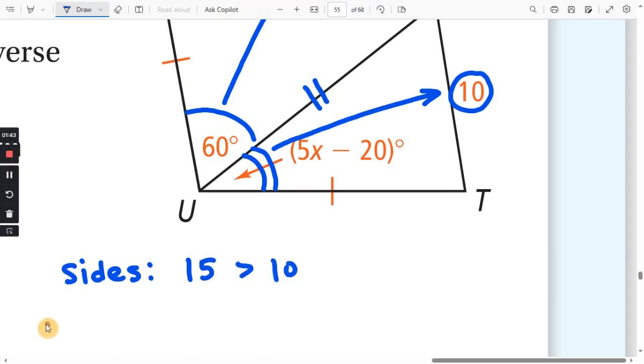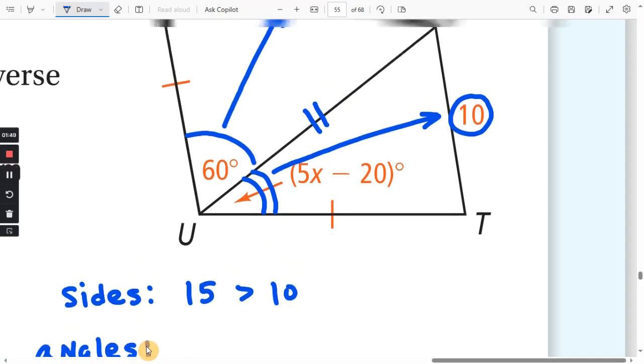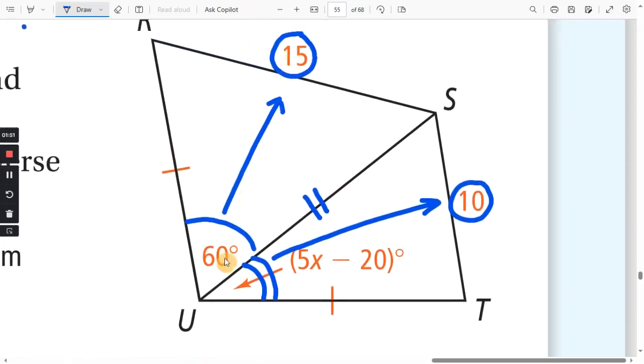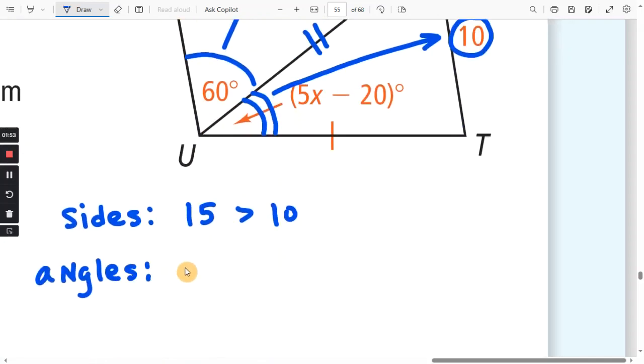And if we look at the angles, the one across from the 15 is 60. Keep the same inequality sign. And the one across from the 10 right here, the angle is 5x minus 20.